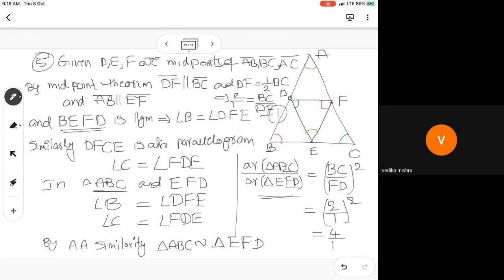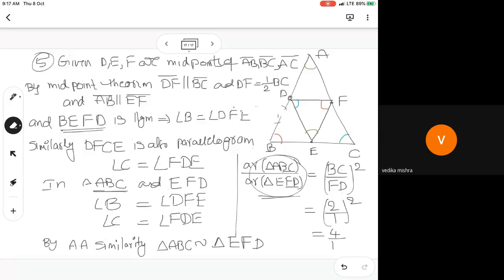But please note what the question is asking. Many people make mistakes here also. So to avoid the mistake, I'm going to erase this part, don't get confused. The question is asking EFD by ABC, DEF by ABC is asking. So the answer is 1:4, not 4:1.